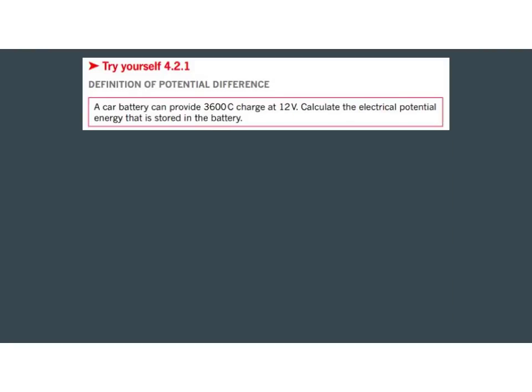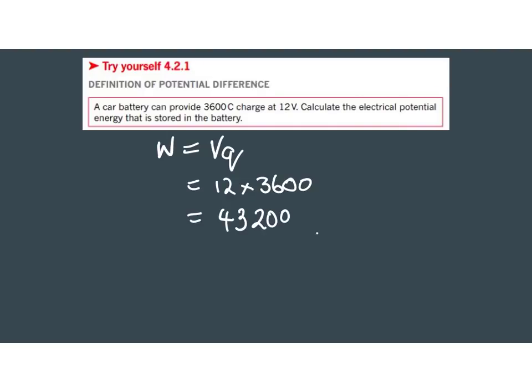So what we saw here was just the same application, and we saw that the work done going through a specific potential difference is just the potential difference multiplied by the charge. So here we have 12 times 3,600. And this is going to give us an answer in joules. And the answer we get is 43,200. And this is going to be in joules.